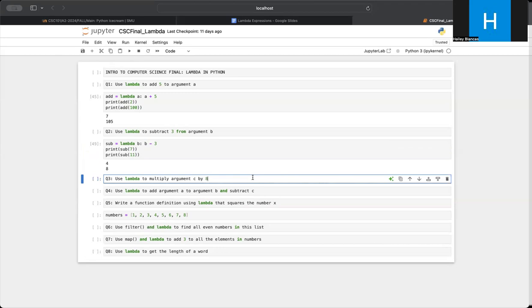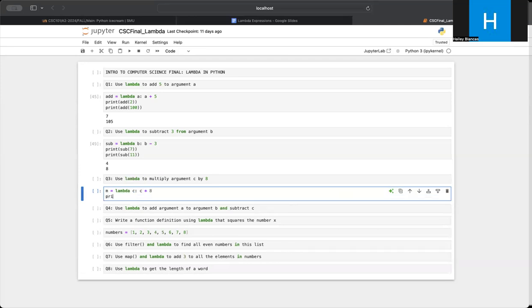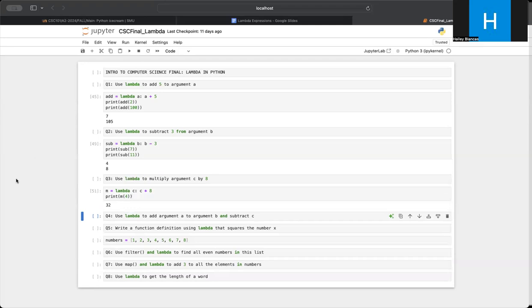Use Lambda to multiply argument c by 8. We'll call this one m to represent the word multiply. M is equal to Lambda c. And then we want to multiply c by 8. So we're going to write c, an asterisk to represent multiplication, and then 8. Then we'll write print m for our function, and let's let c equal 4. 4 times 8 is 32, so we know this first trial ran correctly.